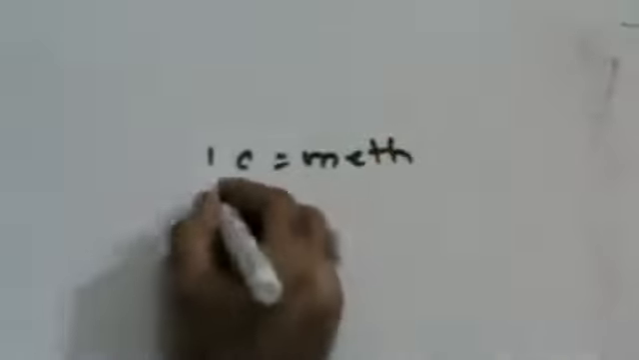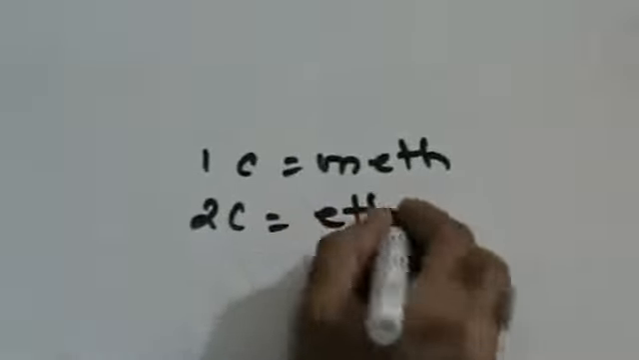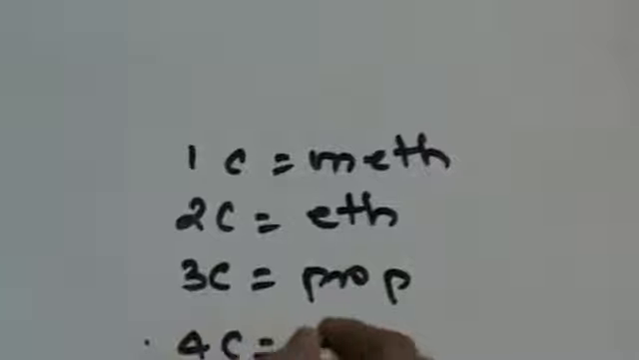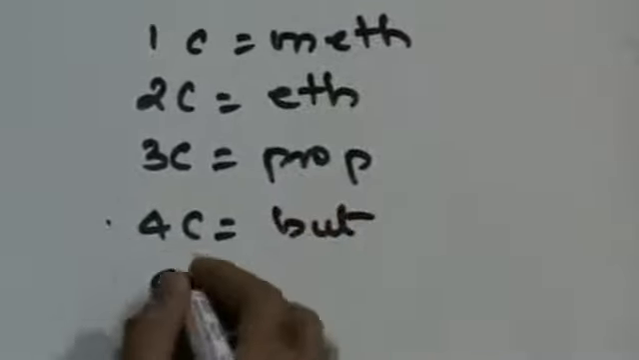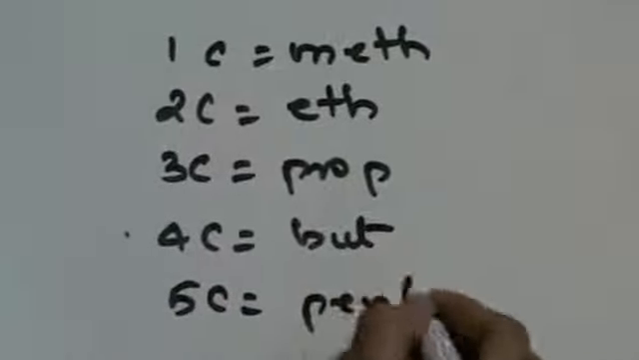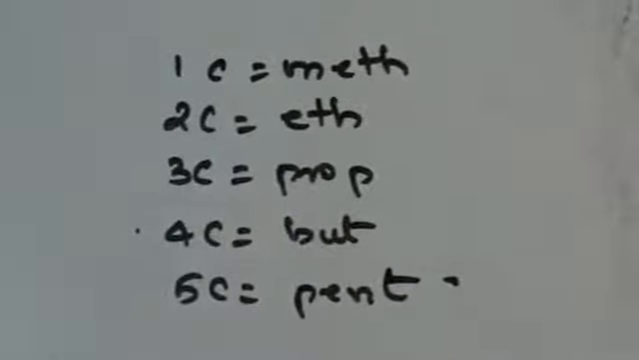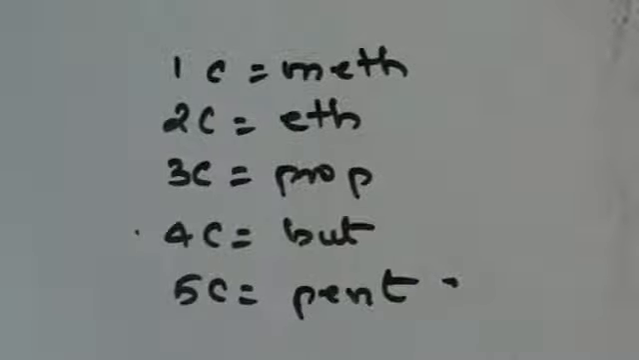When you have one carbon atom, that is METH. 2 carbon atom is ETH. 3 carbon atom is prop. 4 carbon atom is but. 5 carbon atom is pen. Remember, all you need to do is count the number of carbon atoms. You have to make sure that you count your carbon atoms correctly. Right? Now, let's see the nomenclature, guys.